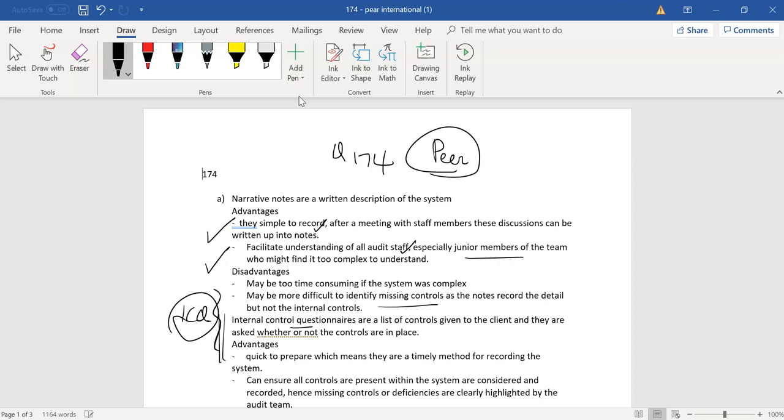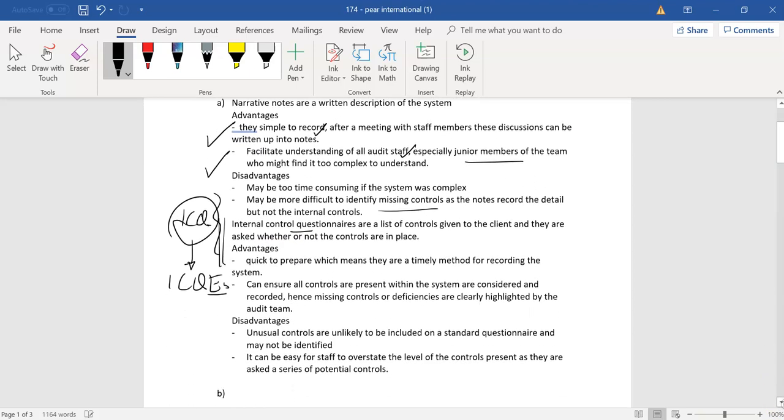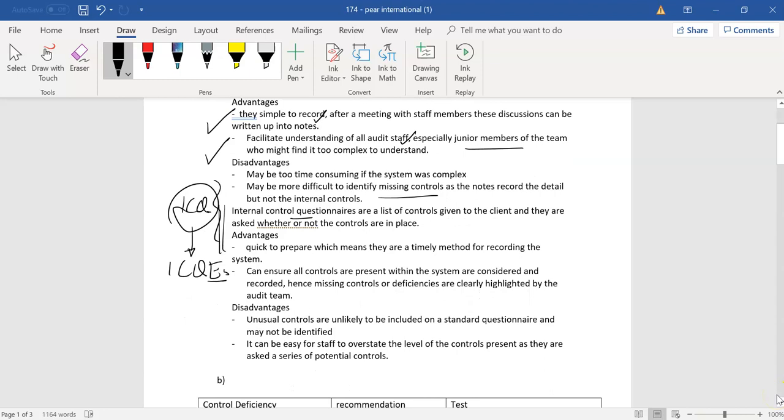So the question is, unless we fully understand the controls, we can't draft this. So I think the better argument is that we should want to be going with ICQEs. Just look those up again, ICQEs, and have a stronger, clearer understanding of those. The quick-to-prepare controls, sometimes you have controls on this standard questionnaire that are not even required to be on there.